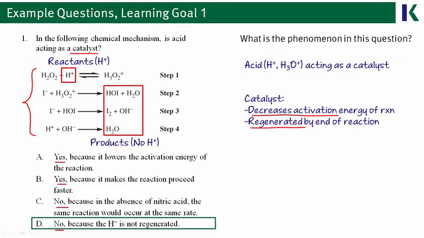Choice C, which does also say no, says no for the wrong reasons. In the absence of nitric acid, this reaction wouldn't go forward at all because nitric acid, the hydrogen in it at least, is one of the reactants.